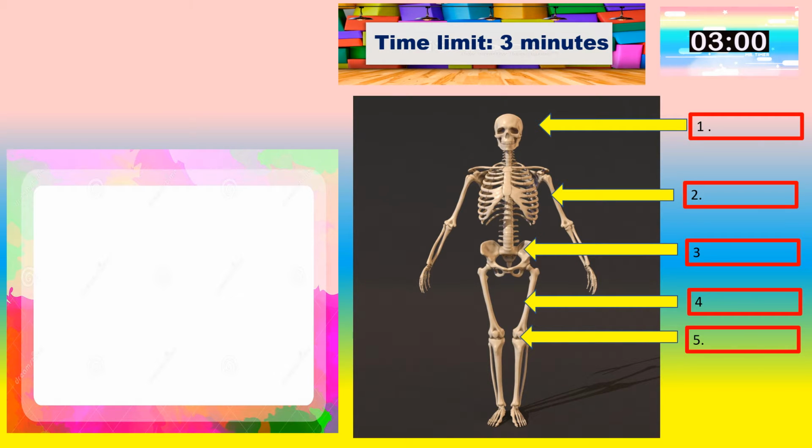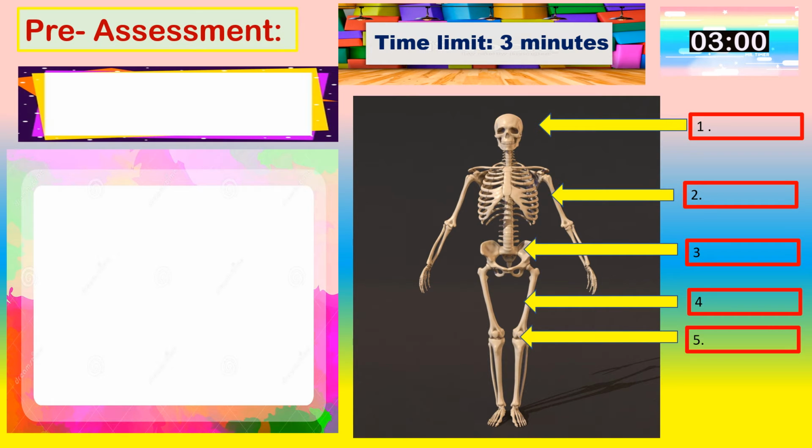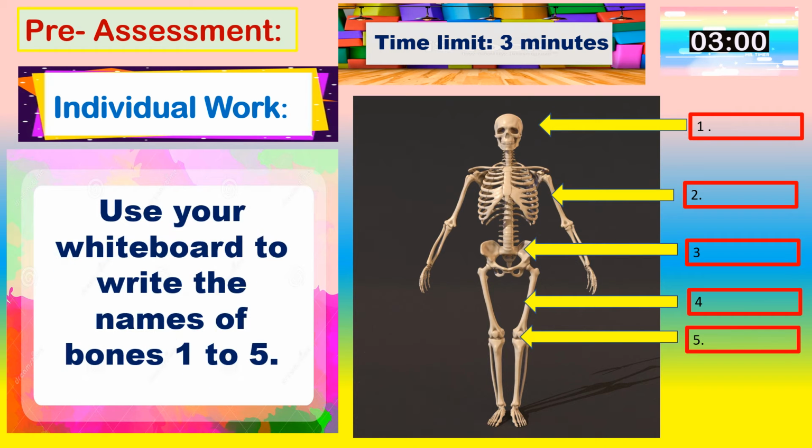To start with, let's have the pre-assessment. This pre-assessment is an individual work. What you're going to do? Use your whiteboard to write the names of bones 1 to 5. You have 3 minutes to do this activity.